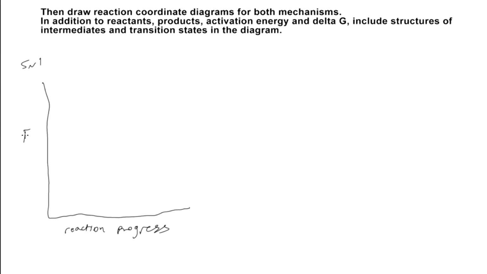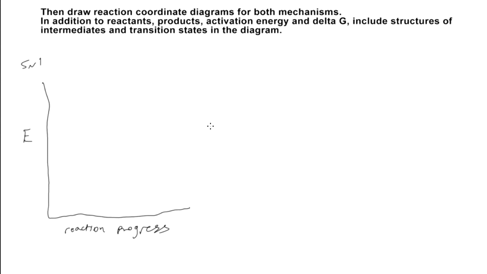So now we have to move on to the next step here, which is drawing a reaction coordinate diagram for both of these different reactions. So we're going to start over here with the SN1 mechanism, and do our reaction coordinate diagram, doing the base template here. So on this axis we're going to have reaction progress, and on this axis here we're going to have energy.